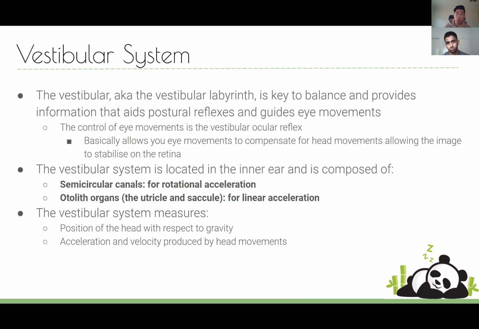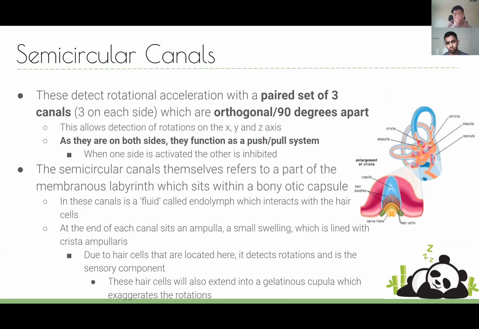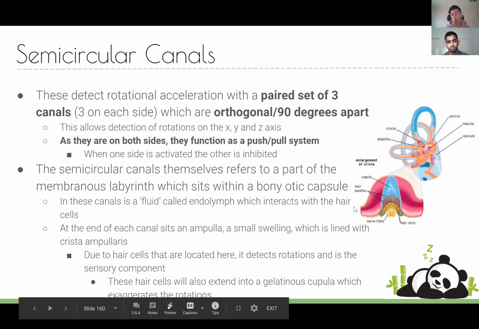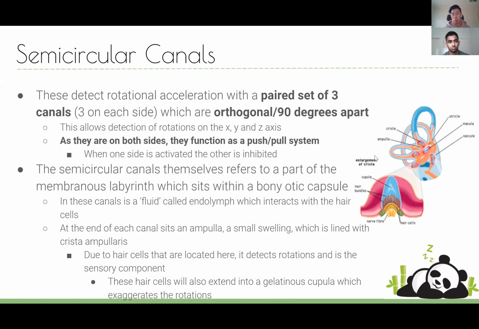The vestibular system is also composed of two parts, the semicircular canals and the otolith organs. These are for rotational and linear acceleration respectively, and we'll talk about those in a second. Cool. So the semicircular canals have two pairs of three sets of canals on each side of the head, and they're orthogonal, or 90 degrees apart. This is a key term. The 90 degrees is very important because it allows for the X, Y, and Z axis directions. You just need to know that they're in all three axes.